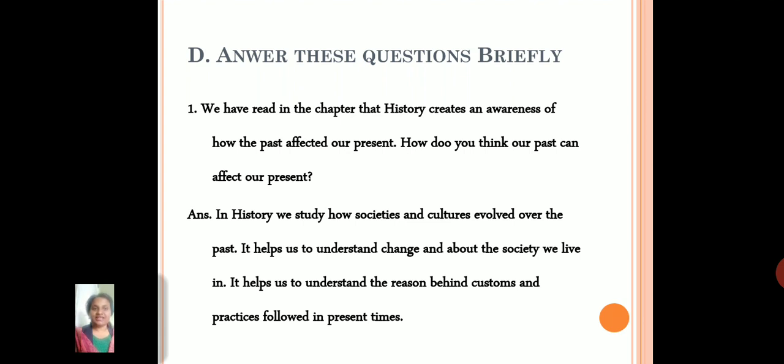How do you think our past can affect our present? Now there's a spelling error in the slide. I've written 2 O's for do. So you know what the correct spelling is. So how do you do that? How do, H-O-W, how D-O, do you think our past can affect our present? Please copy the question from the textbook correctly without spelling mistakes.